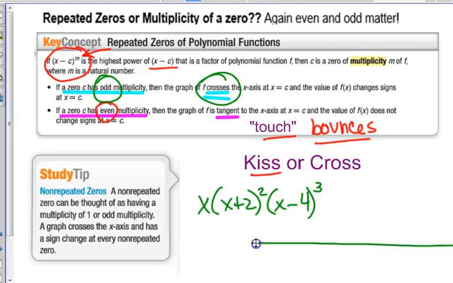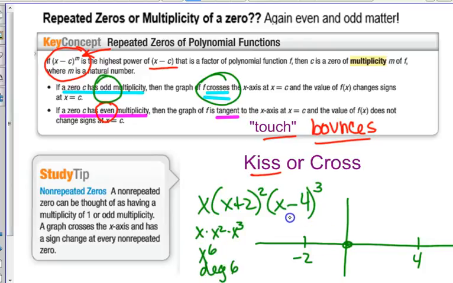What are the zeros? Negative 2, positive 4, and 0. If I multiplied this out, I would have an x squared and an x cubed, so that would be a total of an x to the 6th, or degree 6. So it's coming from the top.